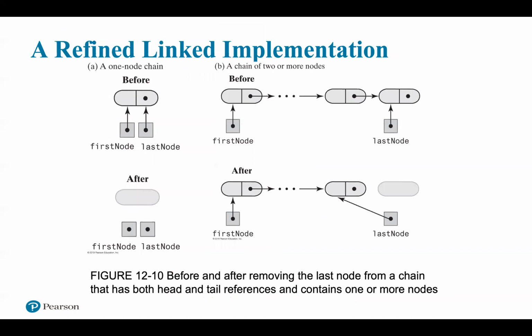So what about removing an entry from a list? Removing an entry can affect the tail reference in two cases. Case one, if the list contains one entry and we remove it, an empty list results, and we must set both the head and the tail reference to null. Case two, if the list contains several entries and we remove the last one, we must change the tail reference so that it references the new last entry. And figure 12.10 illustrates these two cases.